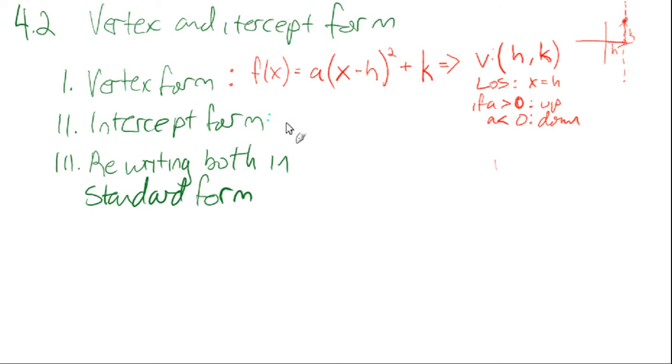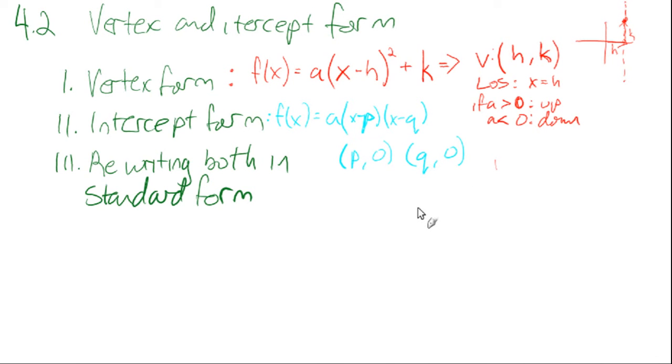Okay, let's talk about intercept form. Intercept form looks like this. We'll have perhaps a scalar multiple out here on the outside. We'll have x minus p times x minus q. Okay, and all things in intercept form have to look like this. No plus or minus anything on the outside here. The thing about this is we're going to find points at p comma 0 and q comma 0.